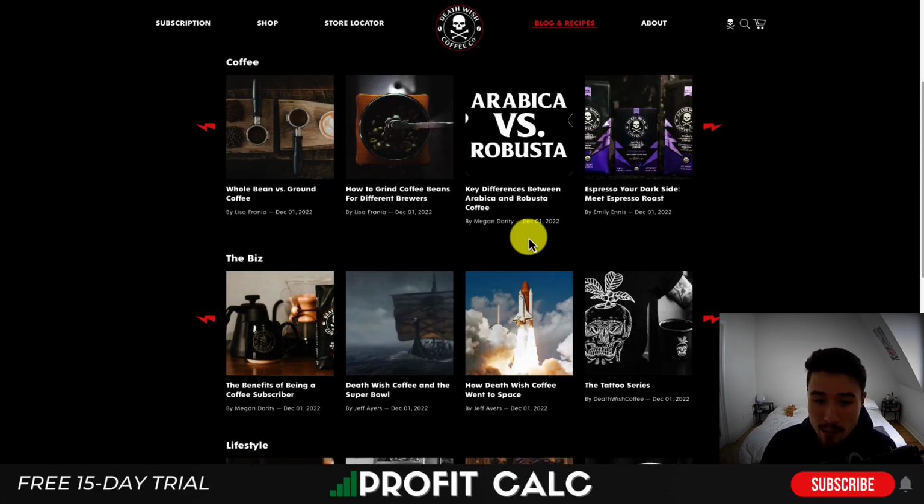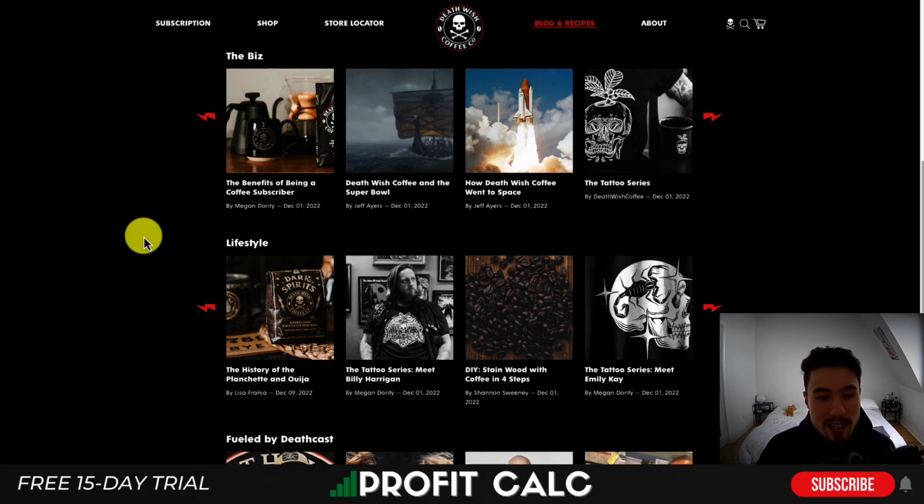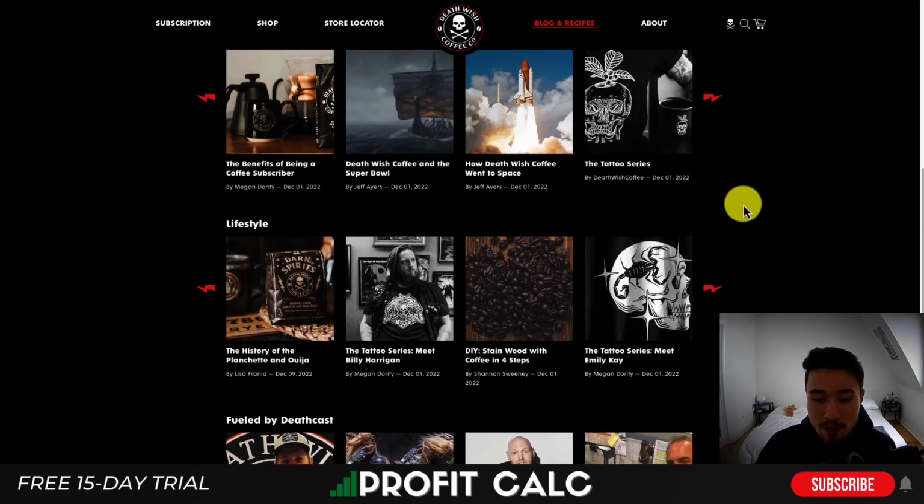They also move into coffee specific posts, whole beans versus ground beans, how to grind coffee beans for different brewers, talking about their new products such as the espresso roast here. We can also see different benefits here of being a subscriber, so the benefits of being a coffee subscriber, Death Wish Coffee, and the Super Bowl tattoo series, so different products they're releasing.